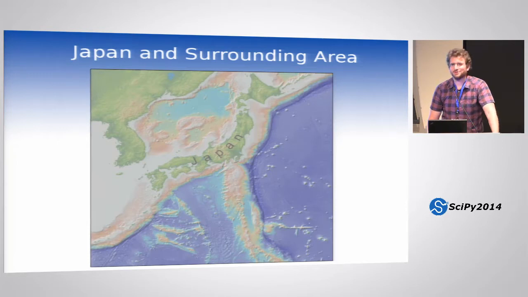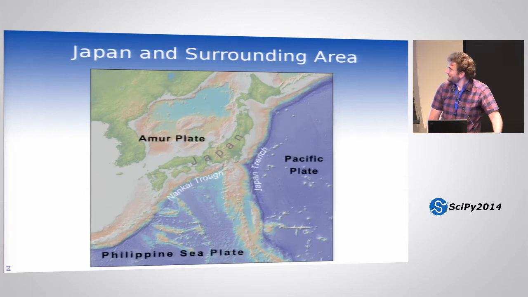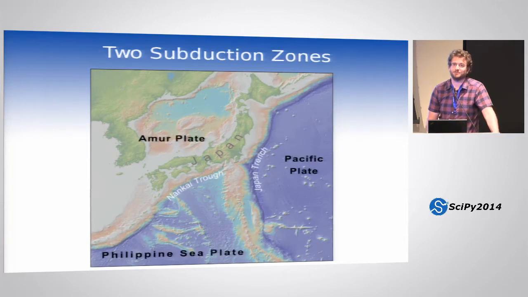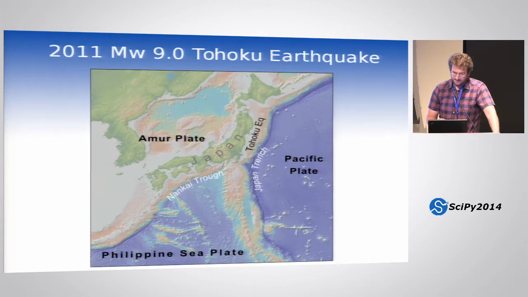Okay, so let's jump to Japan. I would feel remiss if I did not put a map in here. I am a geologist after all. So we're in Japan. As you may or may not know, there are two subduction zones in Japan. Now, if you don't know what a subduction zone is, don't worry about it. But basically, the big earthquake in 2011, the Tohoku earthquake, occurred in the northern subduction zone, the Japan Trench.